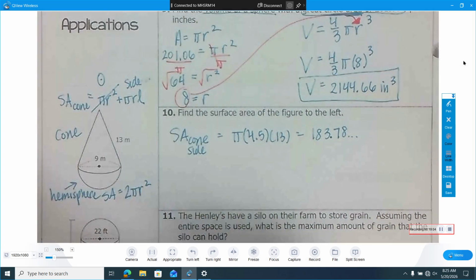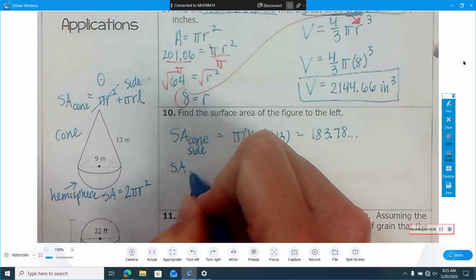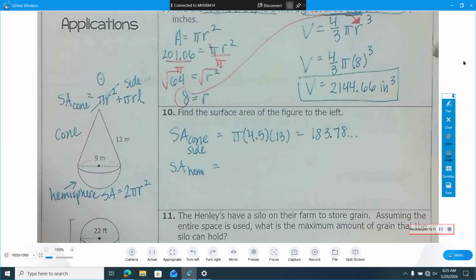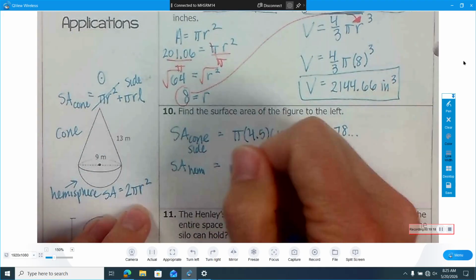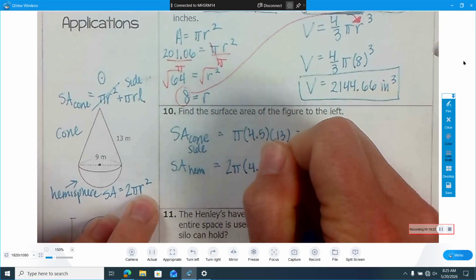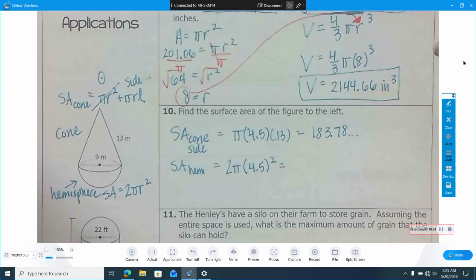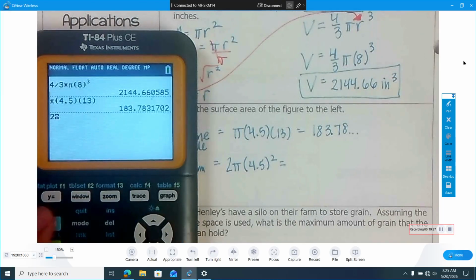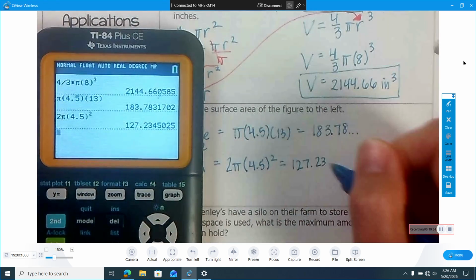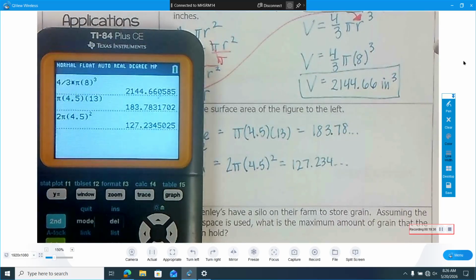All right, and then the surface area of the hemisphere, and again, it's not the top, it's just that southern hemisphere. So that is just half the sphere, so it's just 2 pi radius squared, so 4.5 squared. 2 pi times 4.5 squared, 127.23, and on and on.